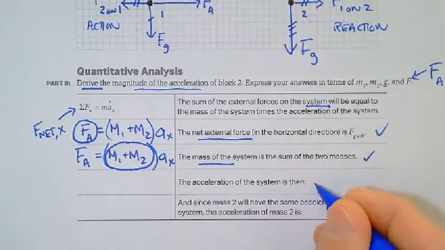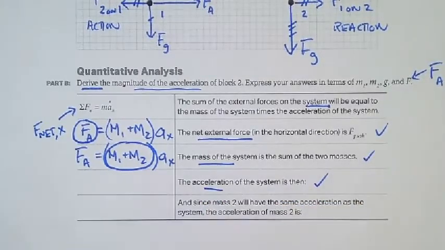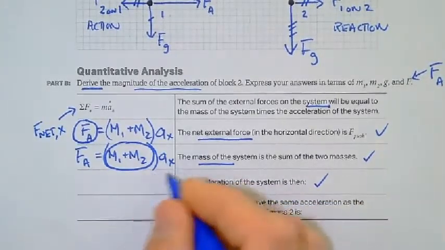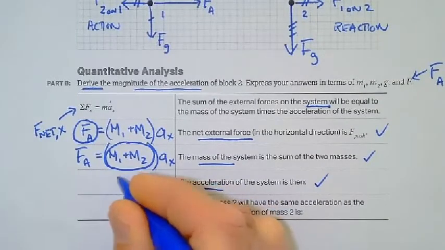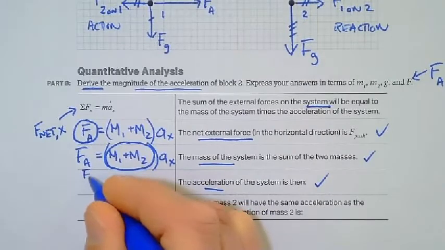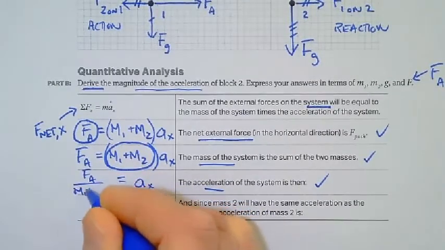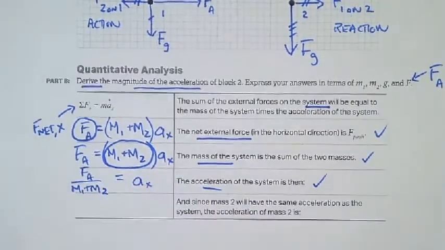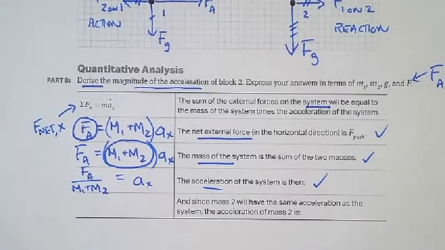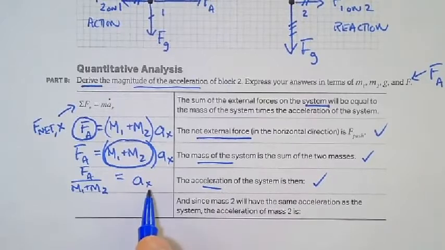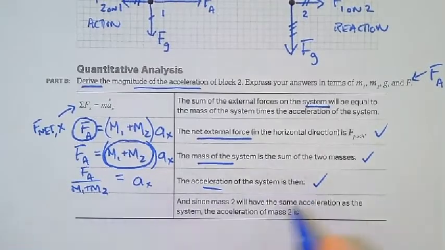Then it says the acceleration of the system. So for the acceleration, we just basically rearrange. I can divide both sides by m1 plus m2. And so that would be an expression for the acceleration of the entire system. Right? It's the applied force divided by the total mass.